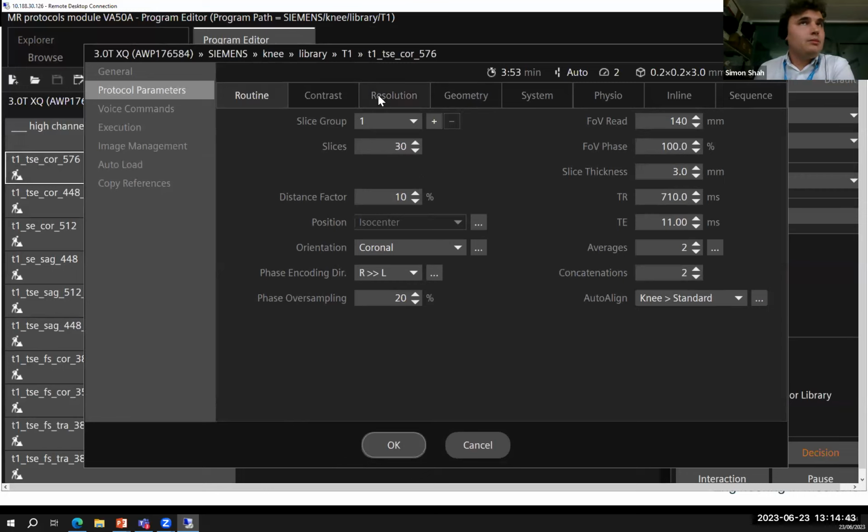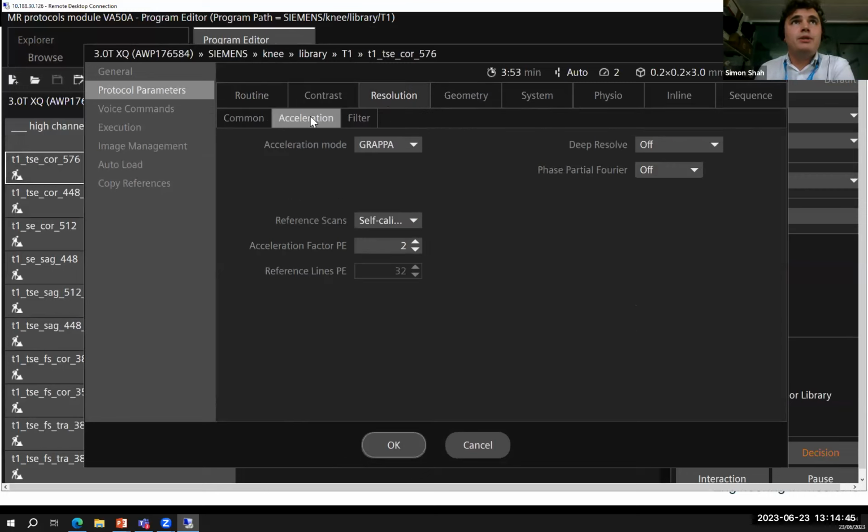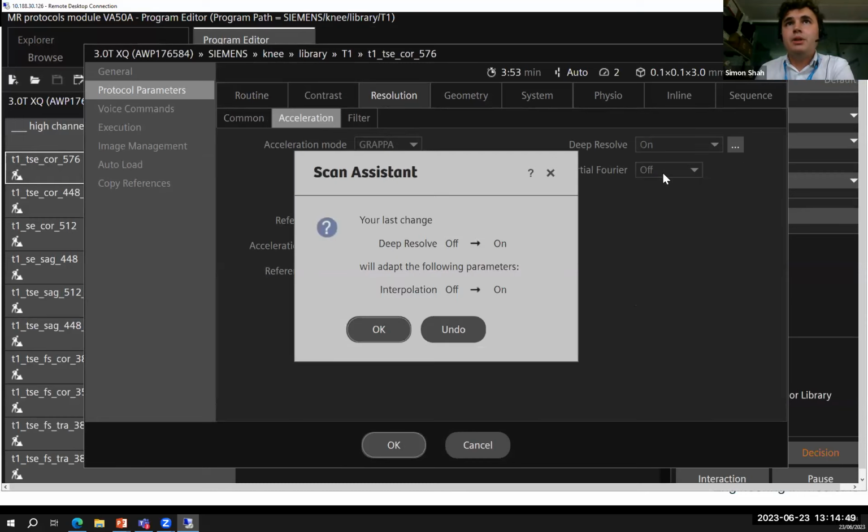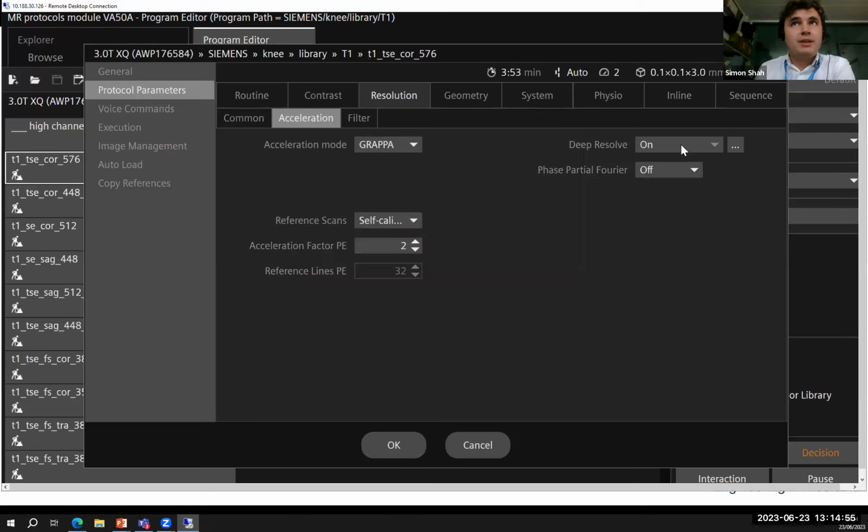So as I showed you before, if we go into the acceleration and we turn on Deep Resolve, notice it turns interpolation on. This is a requirement for the algorithm. But notice as I turned it on, and you're expecting a boost in SNR, a really important point to note is that the relative SNR doesn't change. So it's pretty much becoming redundant. I know a lot of people use this when they're changing their protocols as a monitor. This is not in there now.